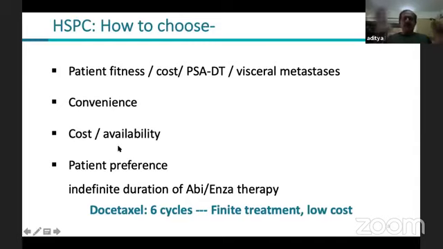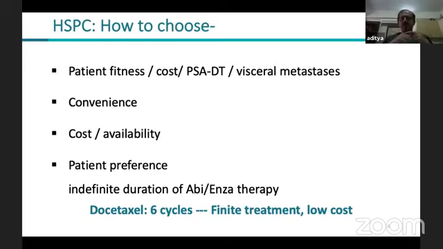Okay, having said all these things, I think the other point which has to be considered is the spectrum of the therapy. So if you choose to start abiraterone or enzalutamide therapy, this therapy is going to go on indefinitely, at least until the time that PSA progression happens. So you have to bear in mind that this is costly.